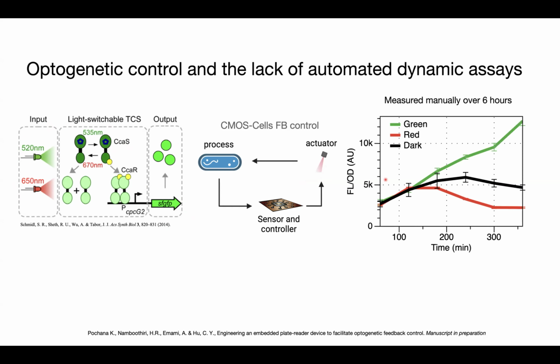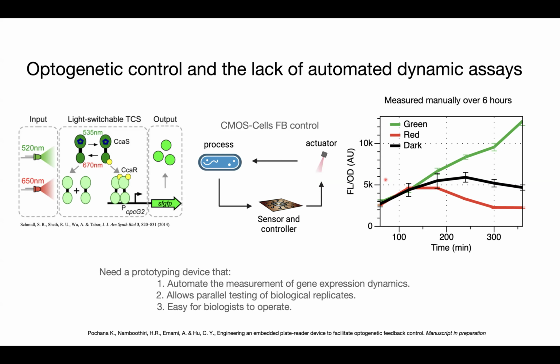And this is what I did when I had to do this manually. Basically every hour my alarm goes off and I take the plate out of the light box and put it in the plate reader and measure the dynamics. But I don't want to do that. So we need a prototyping device that can automate this measurement.